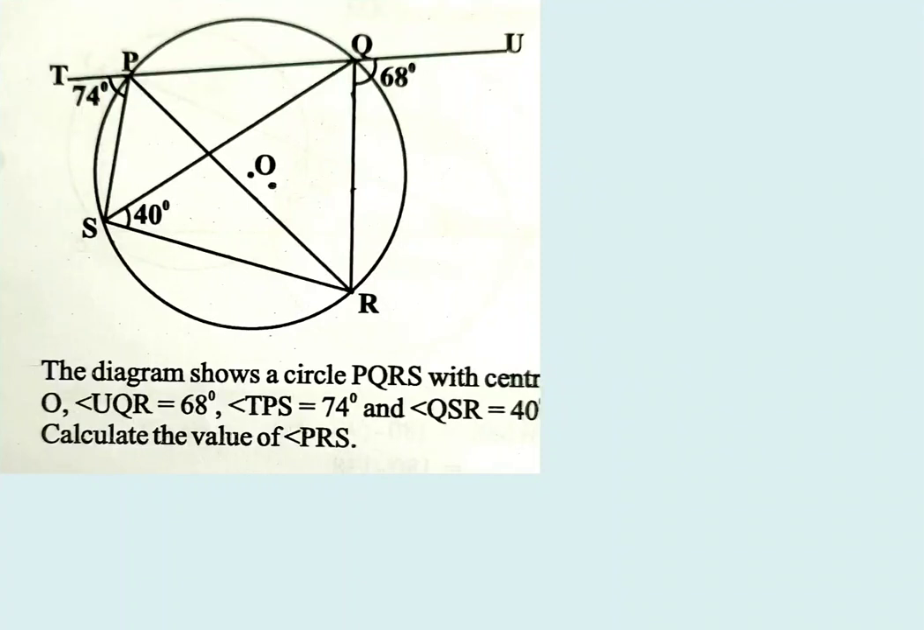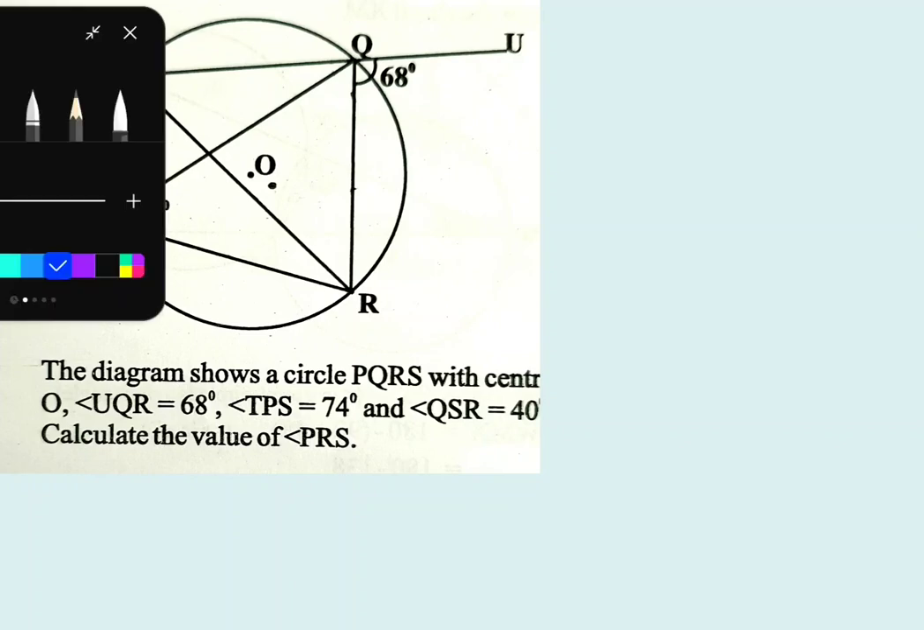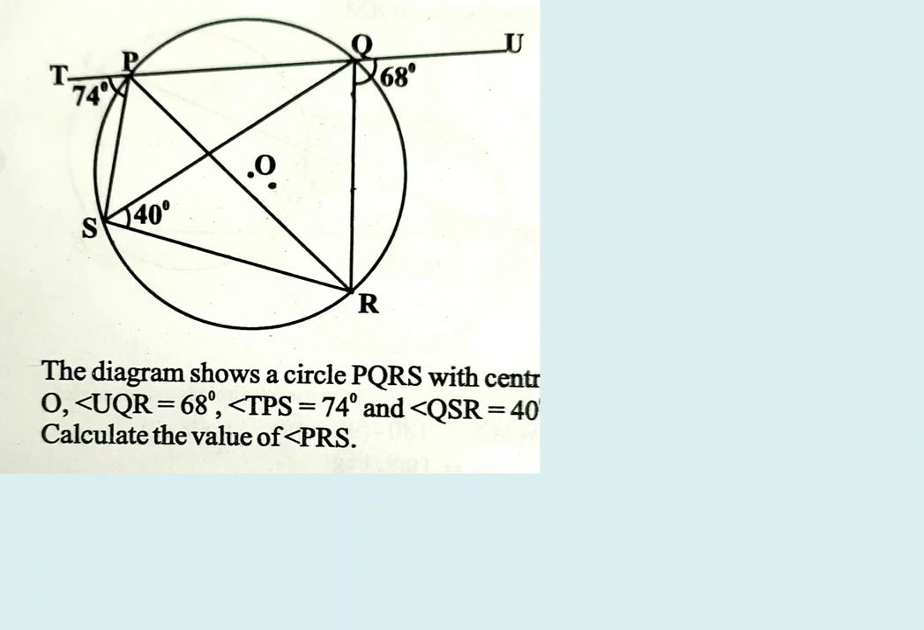Very good question under circle geometry, and I need you to watch this closely to actually understand this question. The first thing we need to know is that we are asked to find angle PRS. So this is PRS, so we are looking for this angle. We don't have this angle. Let me label it X because we don't know it. So that is what we are looking for.